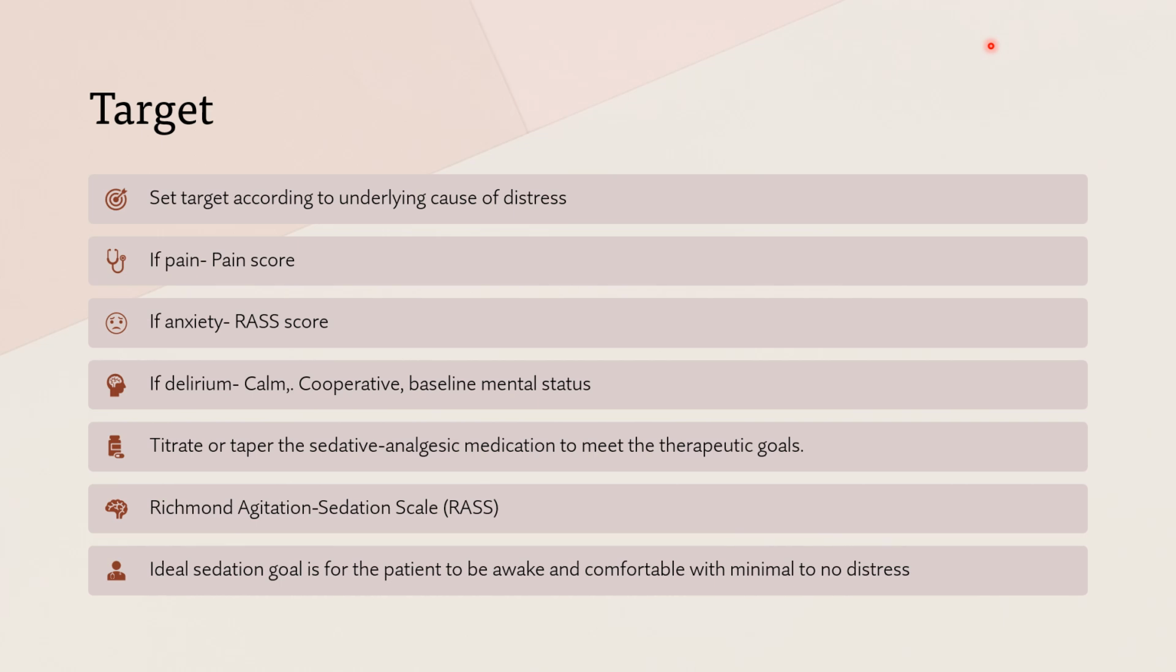The primary goal of treating delirium is that the patient be calm and cooperative or back to their baseline mental status. For patients receiving neuromuscular blocking agents, deep levels of sedation and assurance of analgesia should be established prior to the administration of paralytics.